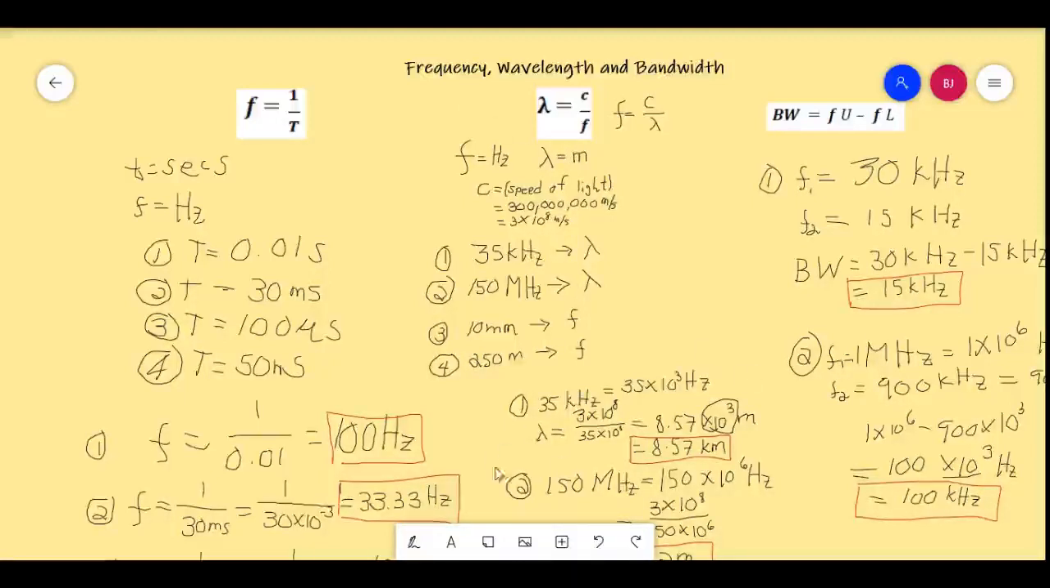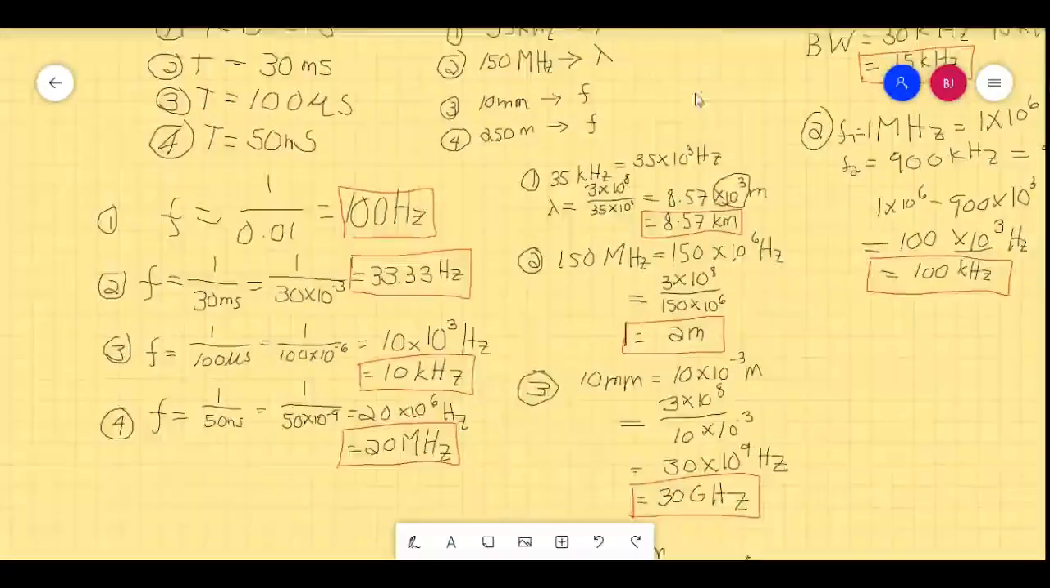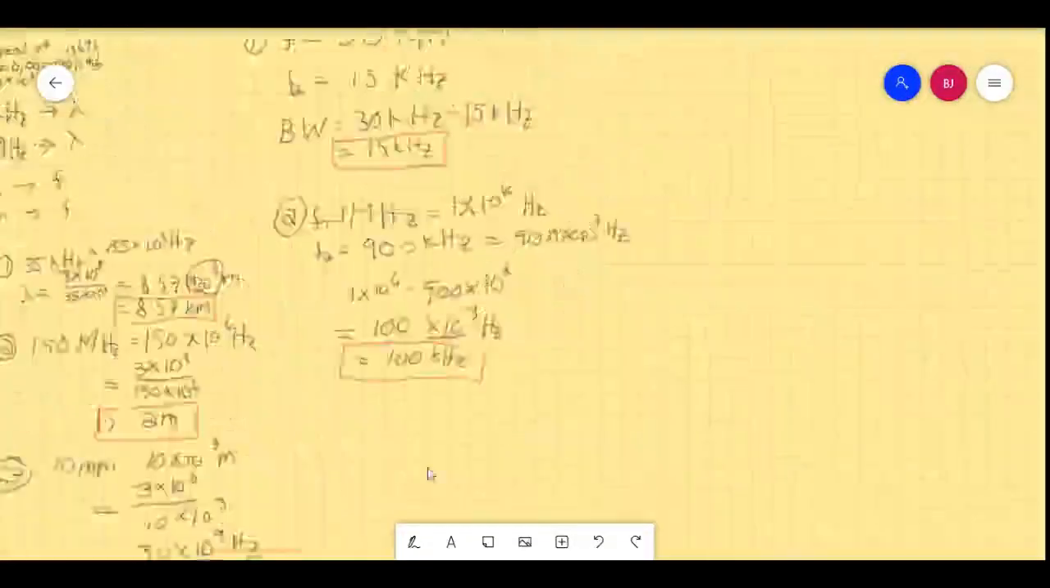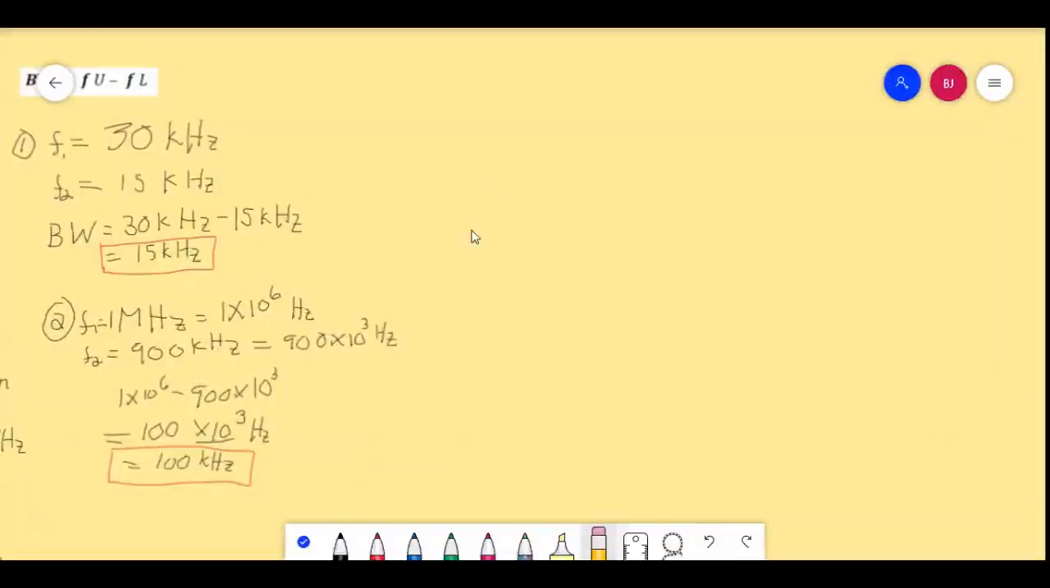So I'll give you a few questions that you need to answer and see if you'll be able to get the correct answer. Oops, I made a boo-boo right here. Let me just move this a bit to the left. So convert this into what is needed. For number one, get the frequency given a period of 30 milliseconds.